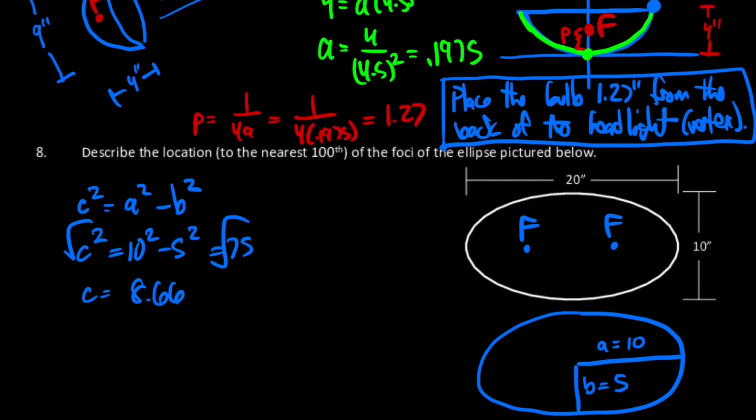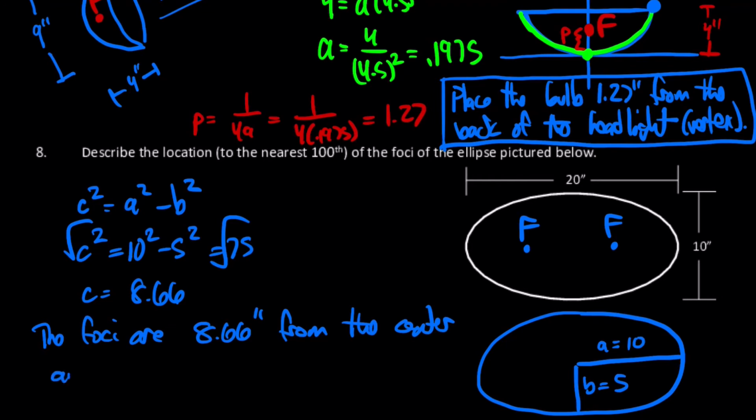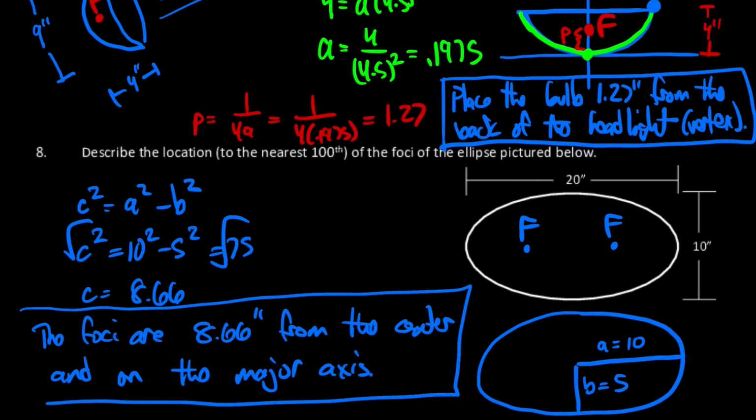Now again, I haven't answered the question. I found a number, but you have to describe where to place the foci, or where they are. So I would say something like the foci are 8.66 inches from the center and on the major axis. So you have to mention both of those things. The distance from the center and where to put it, so it's not just a circle anywhere around that center. It has to be on the major axis, 8.66 inches away.